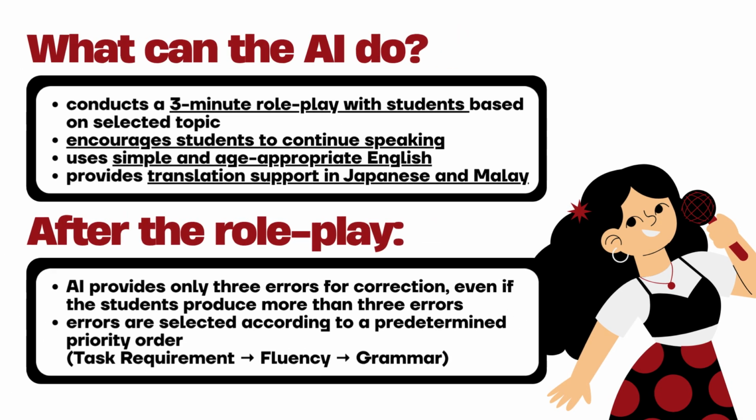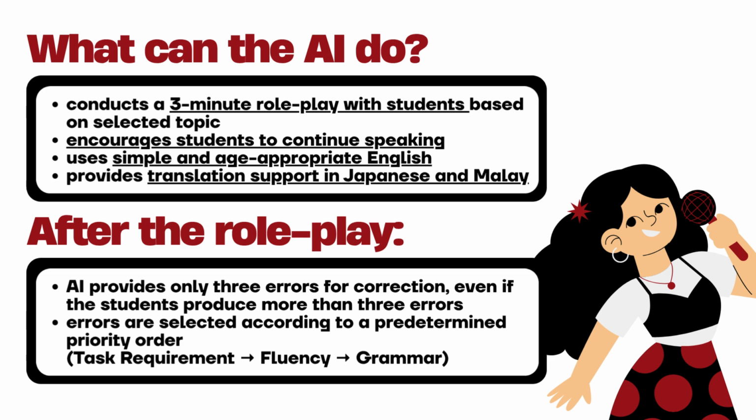Based on the interaction, you can observe that the AI could conduct a 3-minute role play with students based on the topic that students have selected. The AI encouraged students to continue speaking by providing prompts when they are unsure of what to say. It used simple and age-appropriate English to support communication and understanding. Translation support in Japanese or Malay is also provided when needed to help students understand the feedback better.